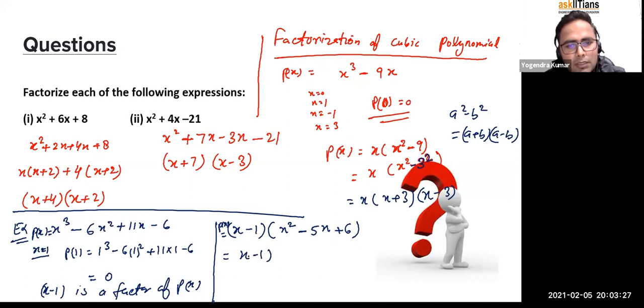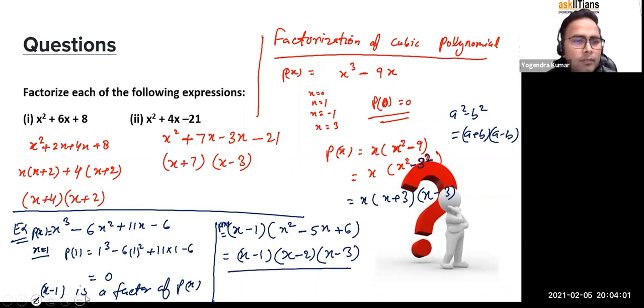Now after this, x minus 1 into, we need to factorize this further, right? I hope you're understanding. We are going to factorize it using the splitting middle term method. So what factors of 6 can give us 5? Which are 2 and 3. So it can be written as x minus 2 and x minus 3, right? I hope you can do it because I showed it before. So these are the factors we got for this cubic polynomial.